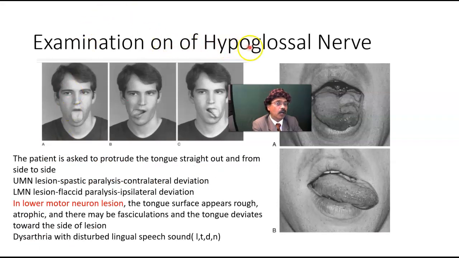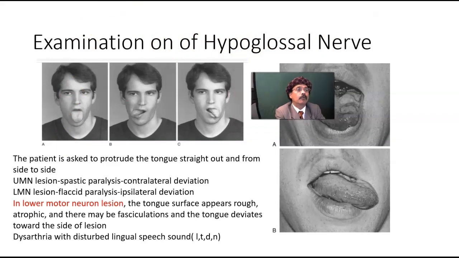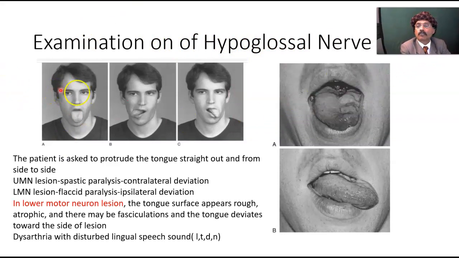Okay, we got that. Now we'll go to the examination of the hypoglossal nerve. How can we examine the hypoglossal nerve? As a physician, the patient is asked to protrude the tongue straight out and from side to side. So this person can stick out the tongue very nicely. He can move the tongue side to side, so everything is normal.